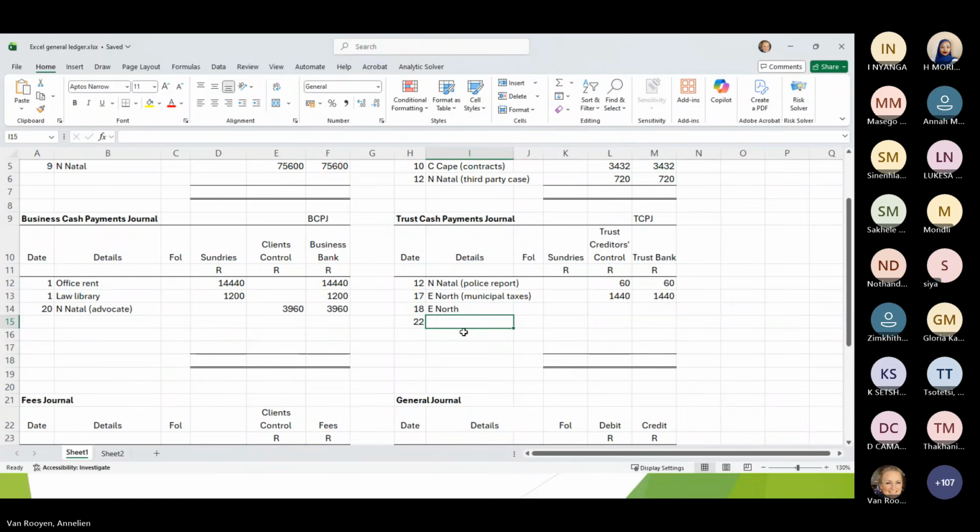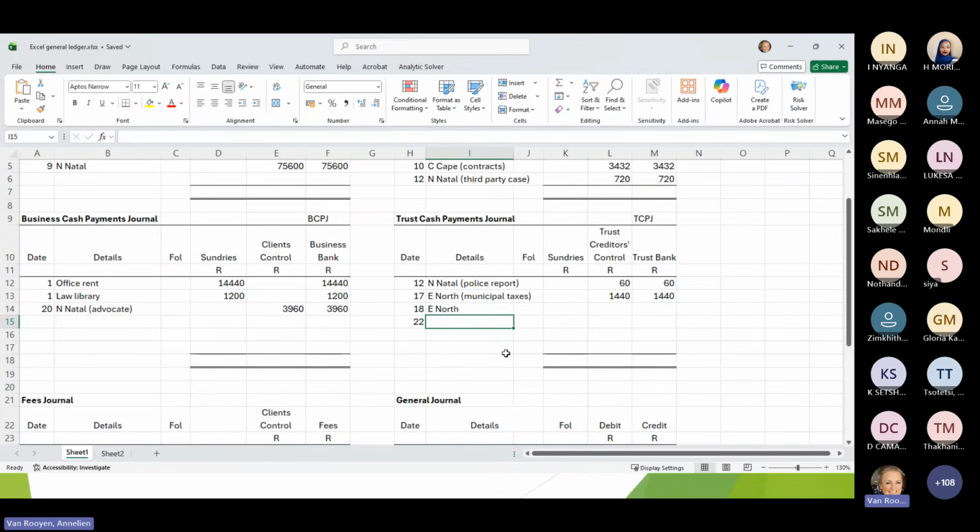Okay, thank you. You're not 100% sure. Yeah, because I thought advocate fees have their own ledger. Yes, it has its own ledger, but we're only working now with the cash payments and receipts. We haven't done the ledger accounts as yet. We're still going there. Okay, no problem.